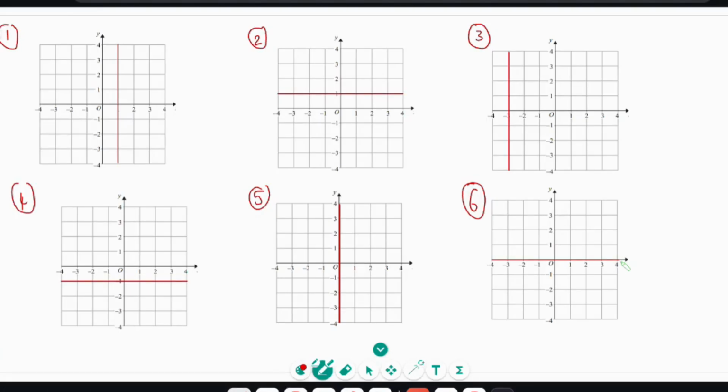Now, can you find the equation for all 6 graphs? Can you find the equation of the lines? Put me on pause and unpause when you're done.